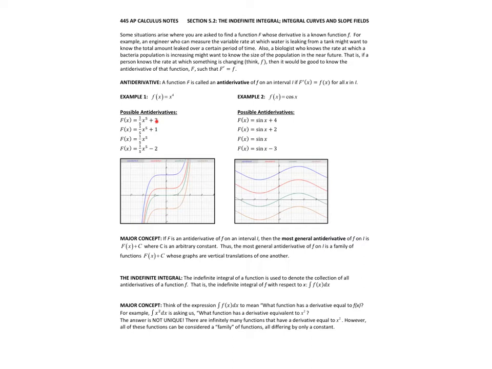Whether the constant is +3 or +300 or -2 or 1 or 0, they all have this common element of the 1/5 x to the fifth. Similarly with cosine, we all know that the derivative of sine is cosine, but the derivative of sine of x plus 4 is also cosine. So again, as long as our function only differs by a constant, we can rely on the fact that it's going to have a common derivative.